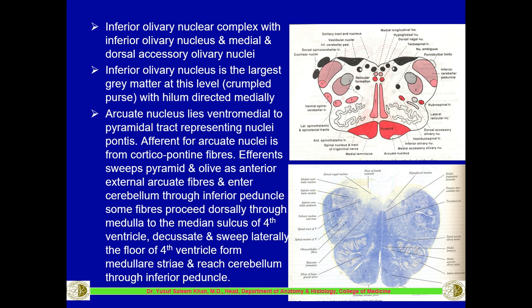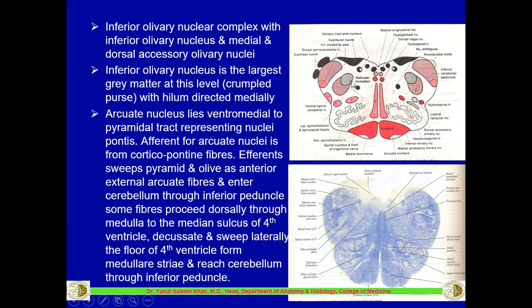The arcuate nucleus lies most anteriorly, ventromedial to the pyramids. So this is the arcuate nucleus on either side. Here you can appreciate the arcuate nucleus on either side. This is the pyramid here, and these represent the nuclei pontes. So these are nothing but the pontine nuclei. Afferents for the arcuate nuclei are from the cortico-pontine fibers.